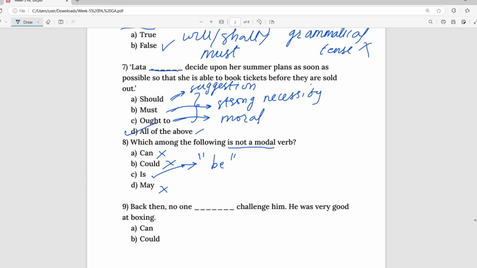Whereas can, could and may are modal verbs. Can expresses ability or permission. Could expresses past ability, polite request or possibility. May expresses permission or possibility.